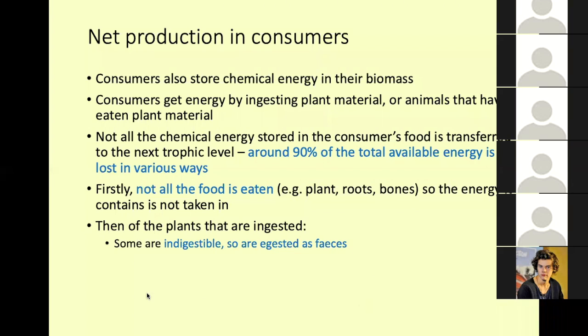As we said, some parts of plants are indigestible and they come out as feces. Urine, remember, deamination in the liver, excess protein will come out as urea in the urine. Okay, protein is not particularly stored that much.